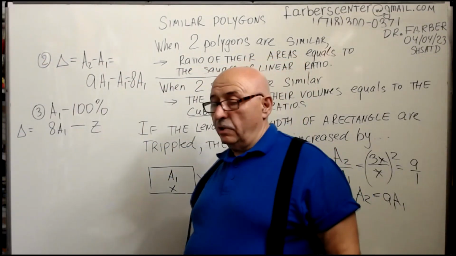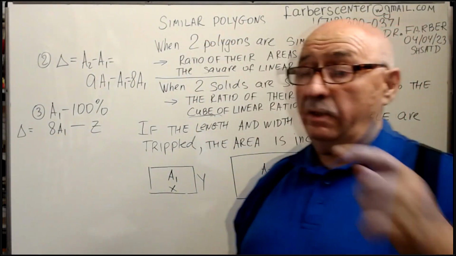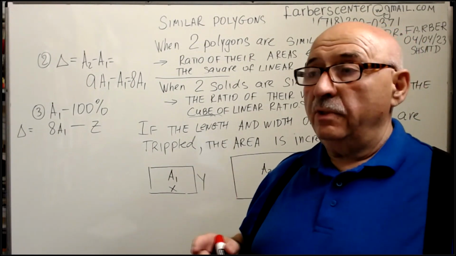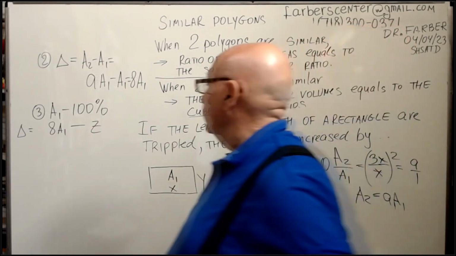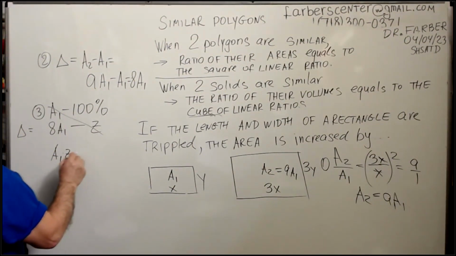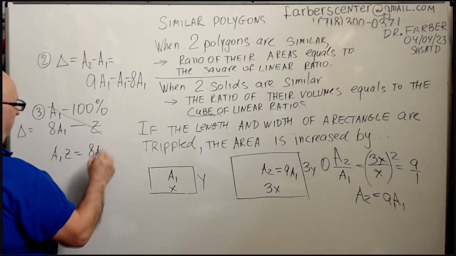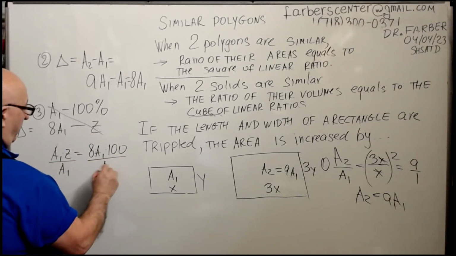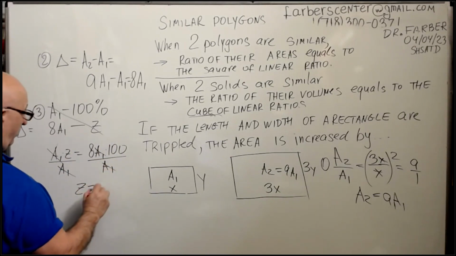It's like your initial score was 70%, and the new score you got is 90%. How to find percent of increase? 90 minus 70 is 20. 70 is 100%, 20 is unknown. Cross multiply. A1 times Z equals 8A1 times 100. Divide by A1, cancel, and you get Z equals 800%.